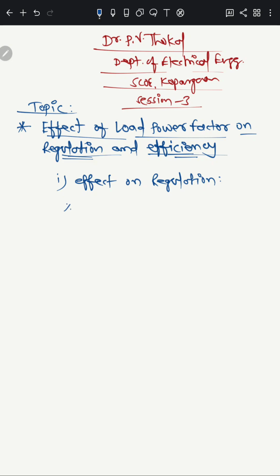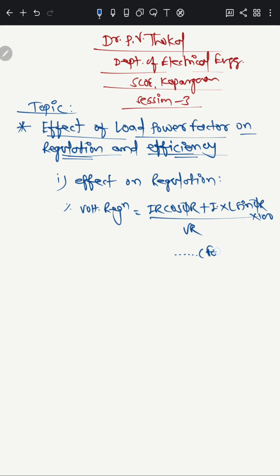Now, we have already discussed voltage regulation, so I will write here: percentage voltage regulation is equal to I R cos phi R plus I into X L sin phi R, divided by V R, into 100. This is when the power factor is lagging.